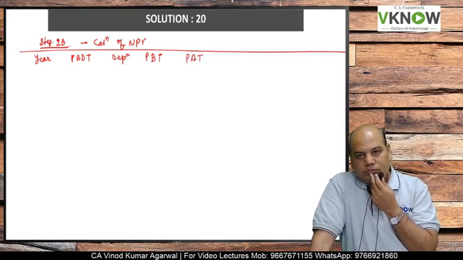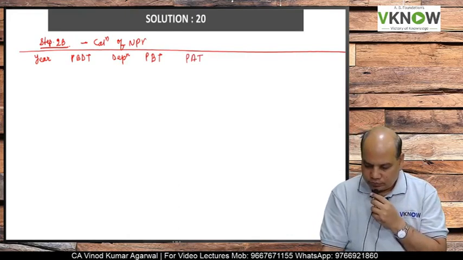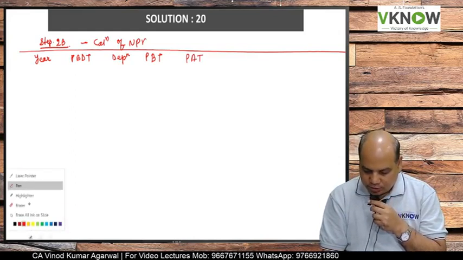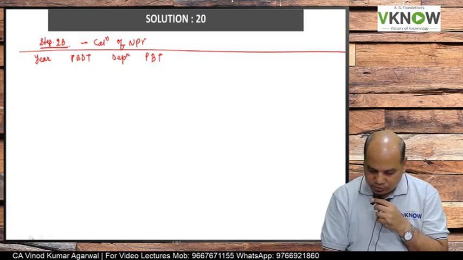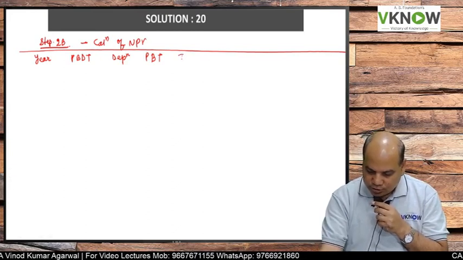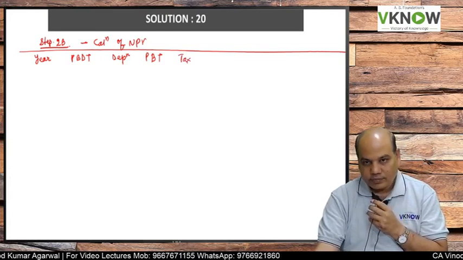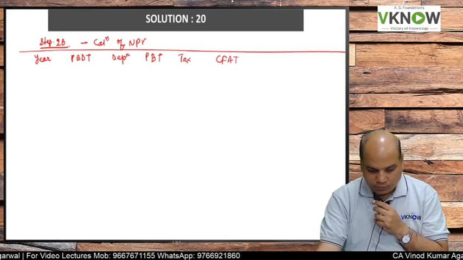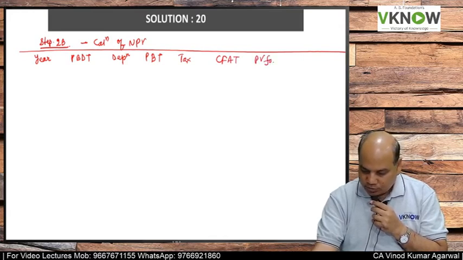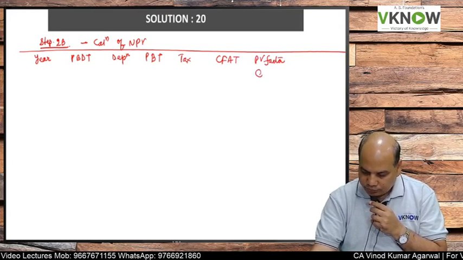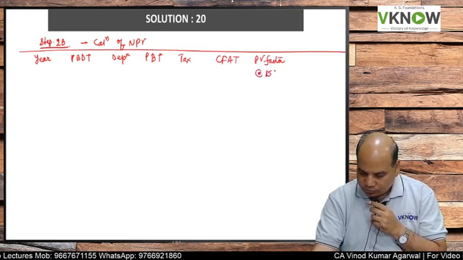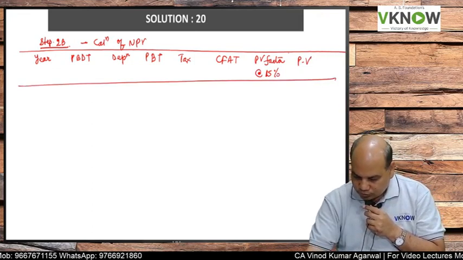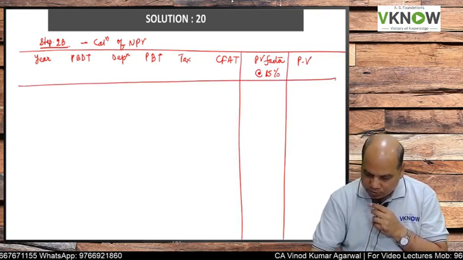How? Okay. I'll multiply by 0.65 or let it be, we will write tax only, otherwise many students will get confused because they are used to writing tax. Then you write down PFAT, PV factor given in the problem, then use it, and last column PV, present value. Similar problems you have done in capital budgeting chapter.